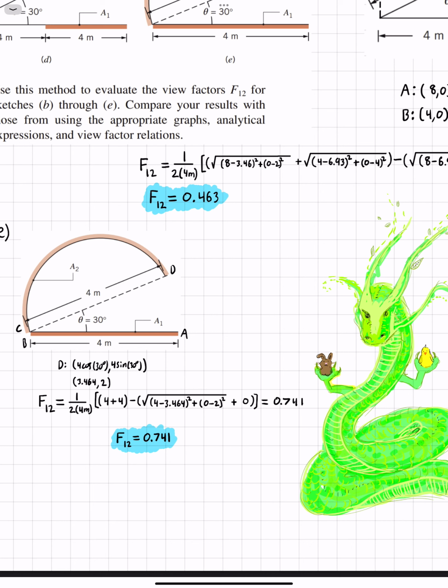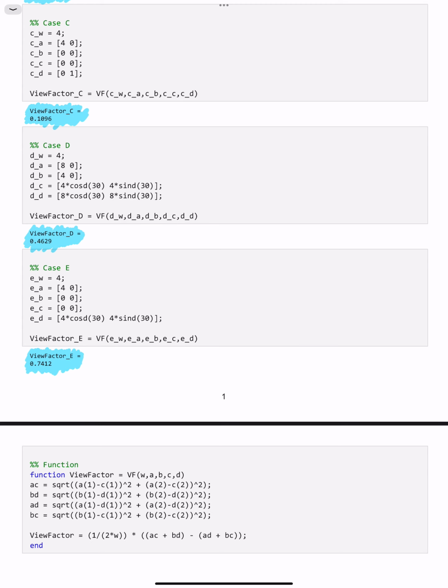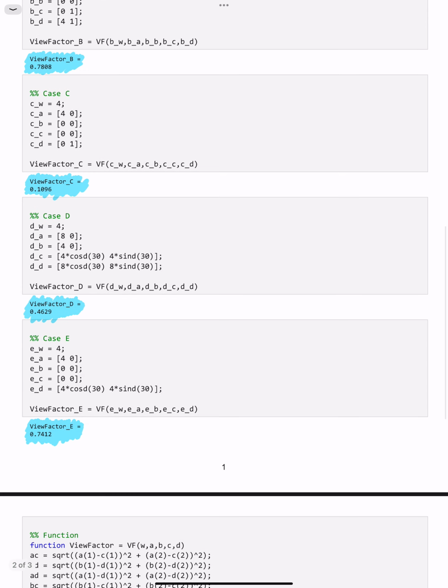And so for this, just for the sake of it, I made a little MATLAB script that lets you repeat this. So you can see that here. This isn't for the question. This was just because it makes it a little bit easier if you wanted to do future view factors. I basically just defined all of the coordinates for all of the different cases. And then, as you can see down here, I created a function which basically just defines AC, BD, AD, and BC as the respective equations, which is, again, just the Pythagorean theorem between all of the points. And then it just finds the view factor using all of those variables and the equation given.